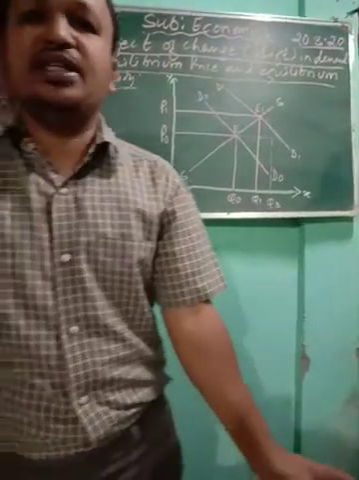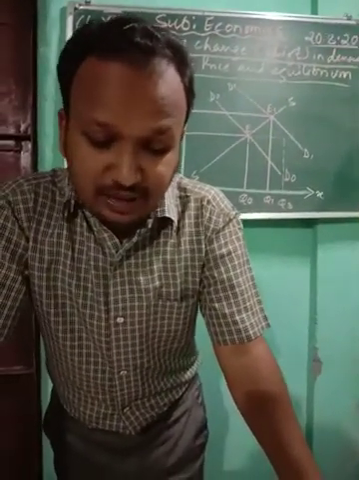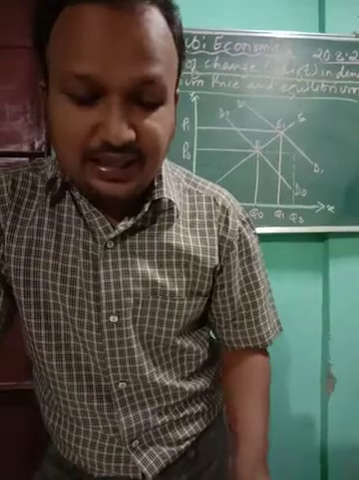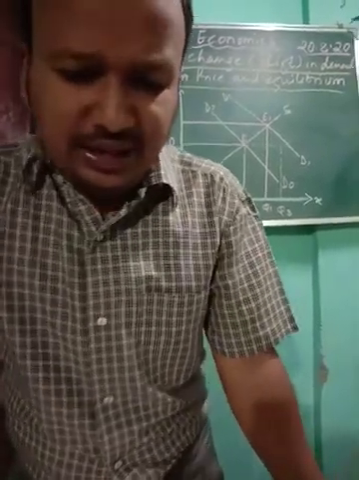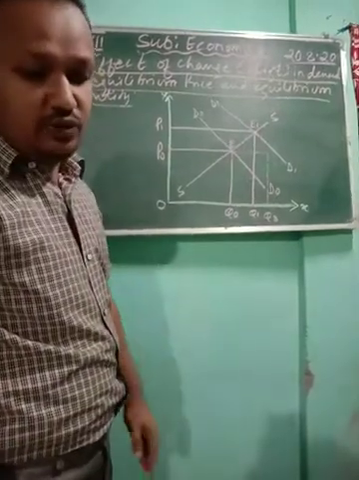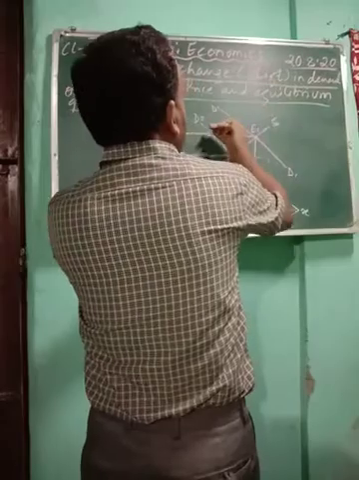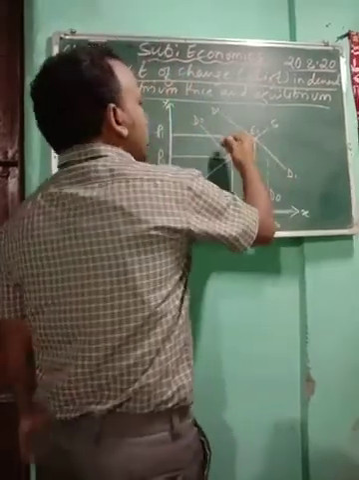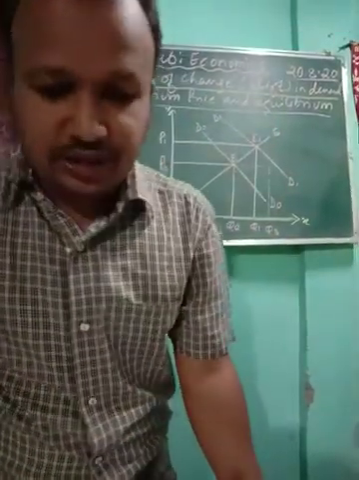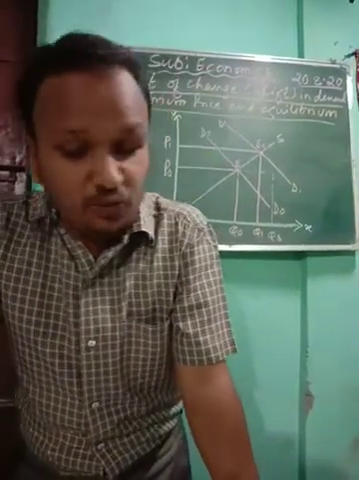So how has it increased? Due to a rise in demand, the price has increased. An increase in demand means a rightward shift. This is your left, this is your right, so the demand curve is moving rightward, which is an increase in demand. So a new equilibrium price and new equilibrium quantity have been formed.